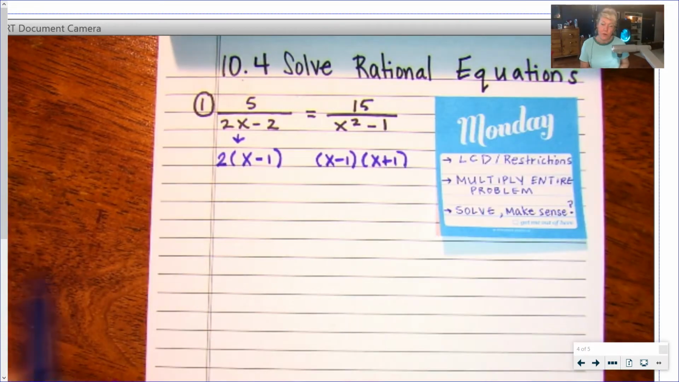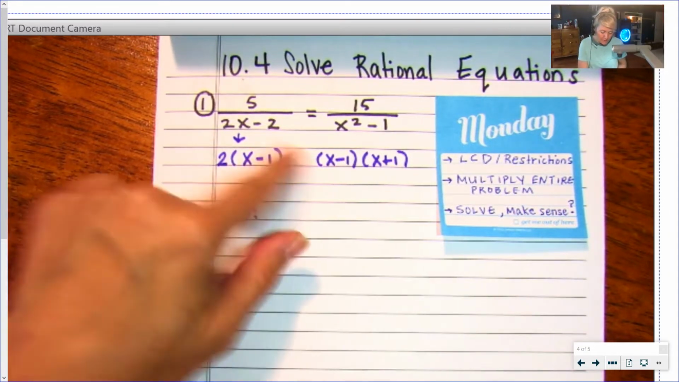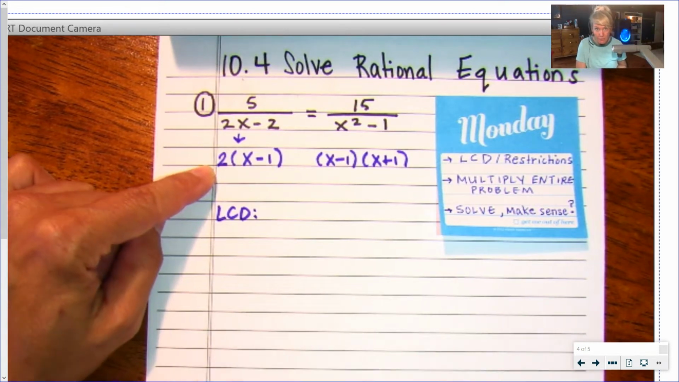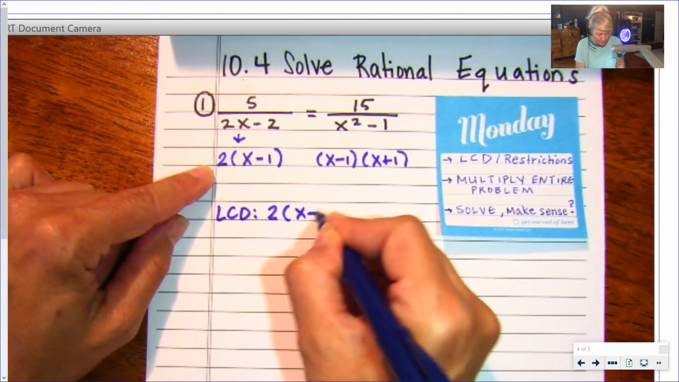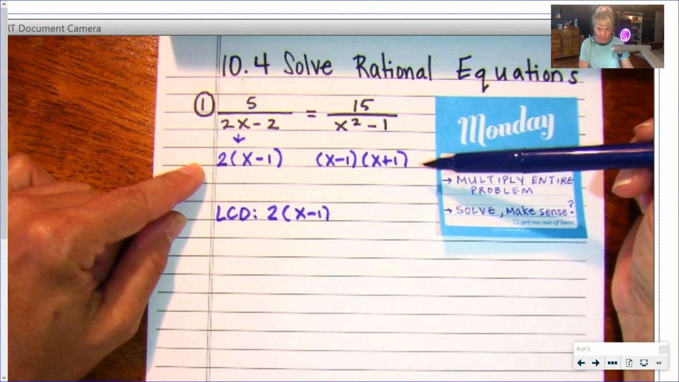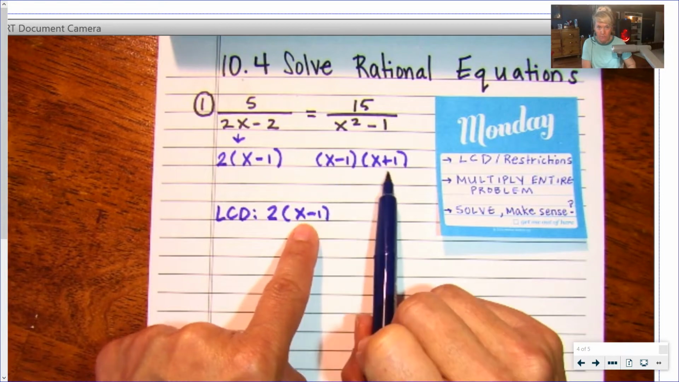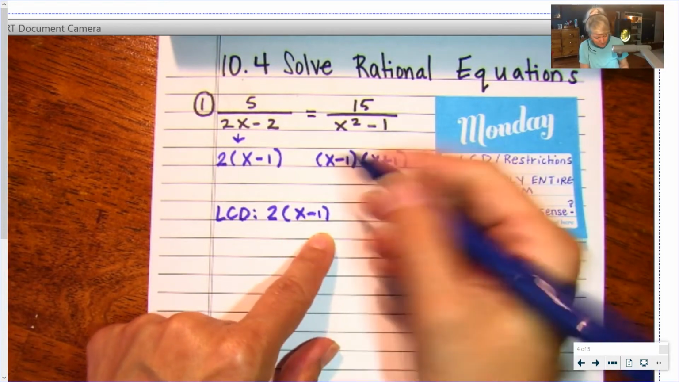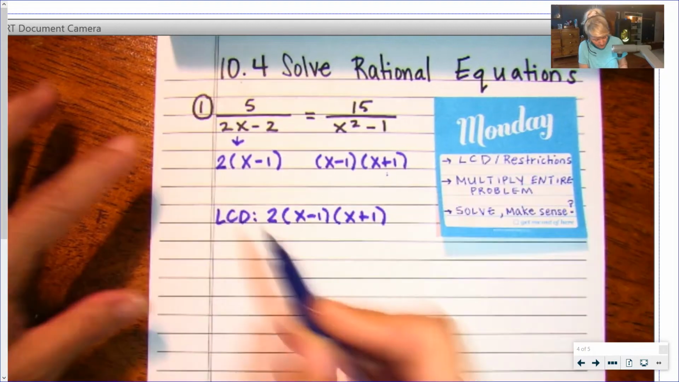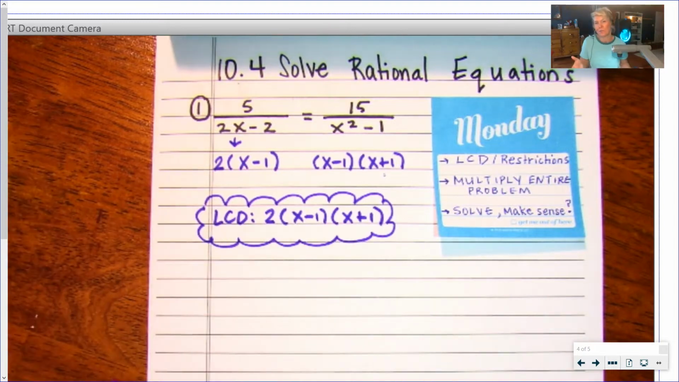So remember, when you go to find the least common denominator, you're going to write what the first denominator is. So I'm going to recopy the 2 and then the x minus 1. And then I'm going to take a look at the other denominator and write what I had not written already. I have already written this x minus 1. The only thing I've not written is the x plus 1. So this right here is going to be our least common denominator. And of course, this is just like you would do adding or subtracting of rational expressions. So you find the least common denominator the same way.